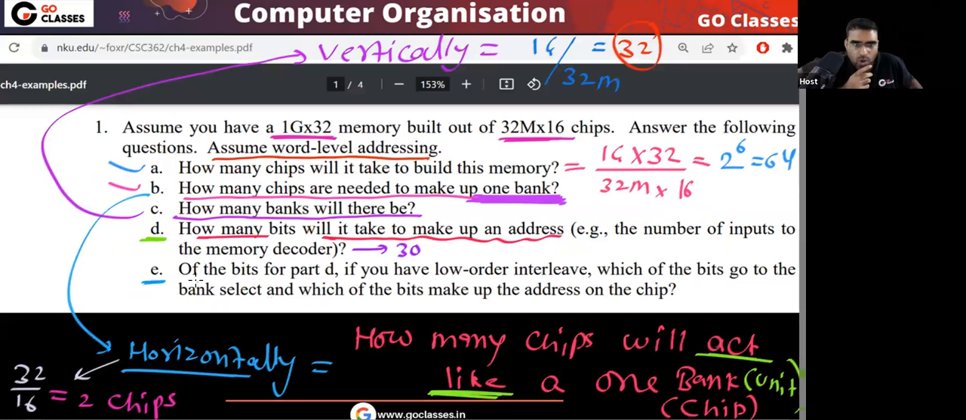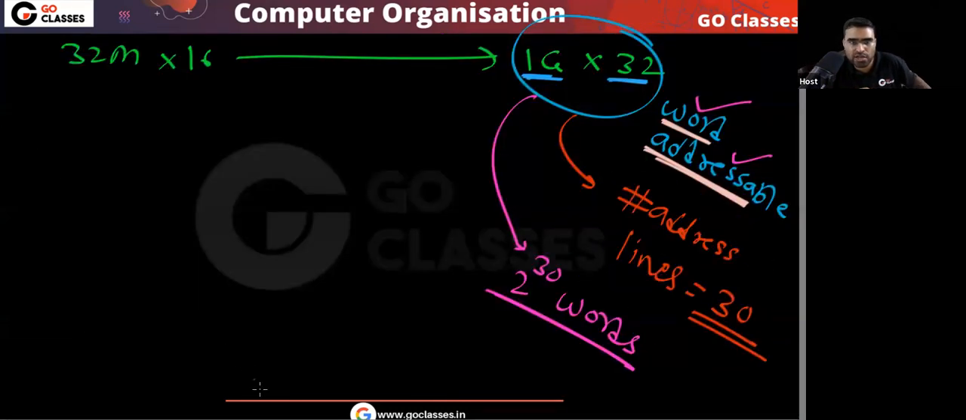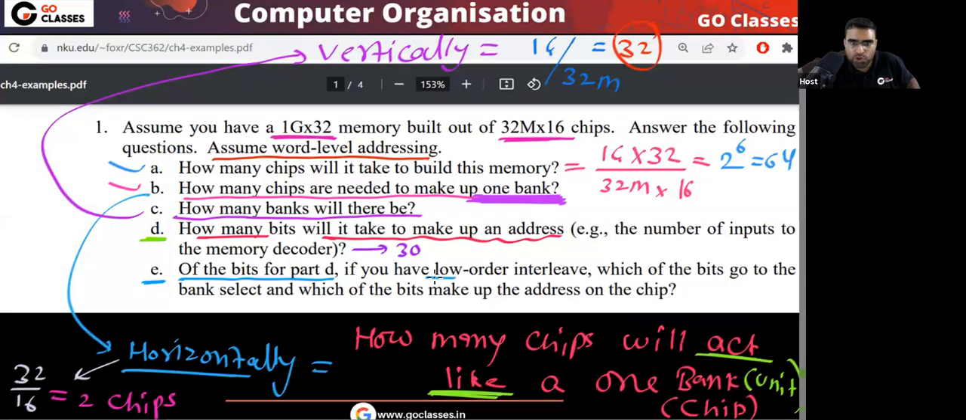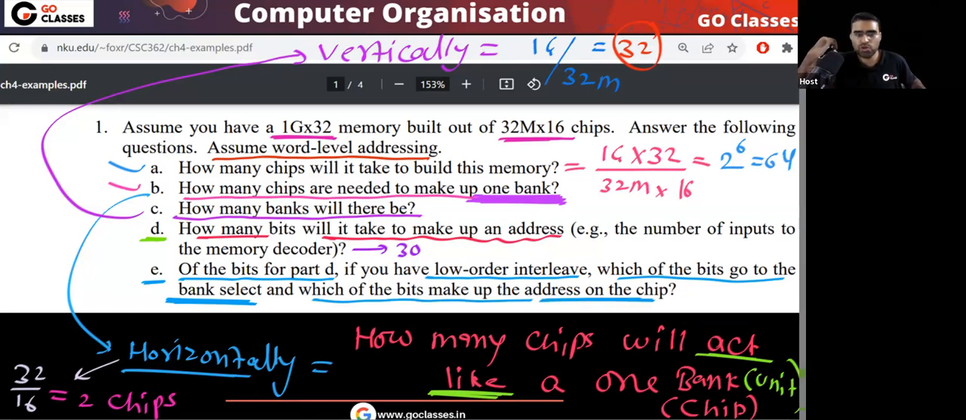What about the next? What about option E? Option E is saying that of the bits for part D, meaning these 30 address lines that you have, if we use low order interleaving, which bits will go to the bank select and which bits will select the address within the chip? So you tell me the answer. Option E is saying that in total you have 30 address lines.